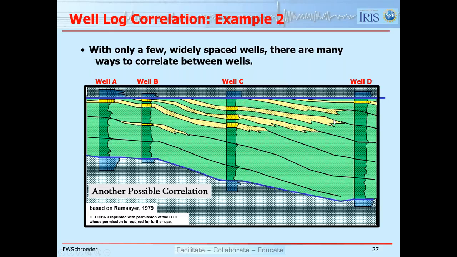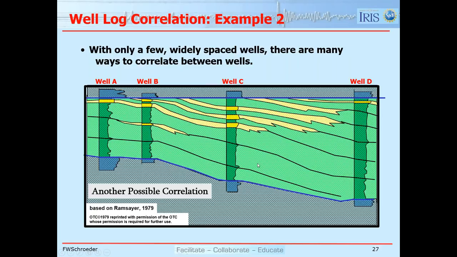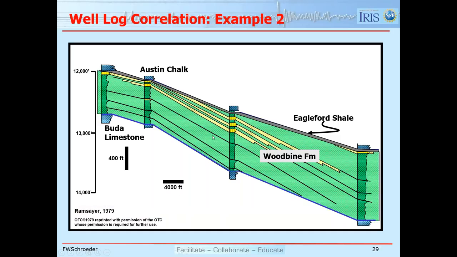In this area, we have a seismic line. Here is the position of well C and well D. And, oops, sorry. The package that we were looking at with the clastics is the one that's not dimmed out with the gray. And you can see that the seismic reflections are dipping down to the right. And so they suggest that this type of correlation is probably more reasonable.